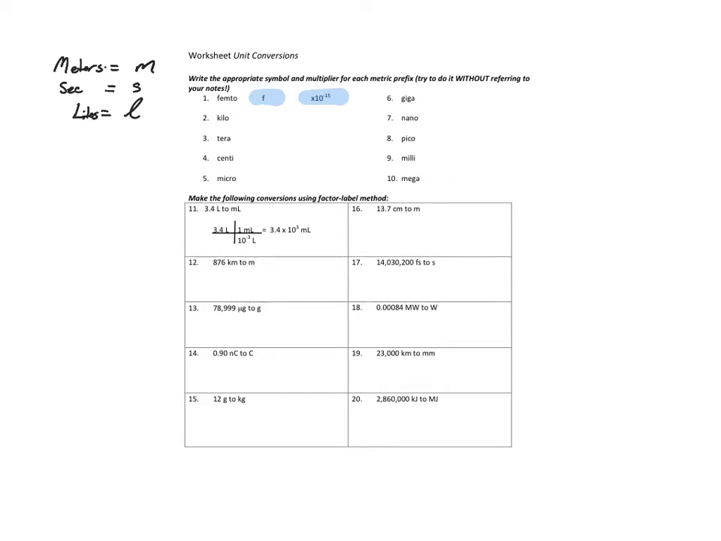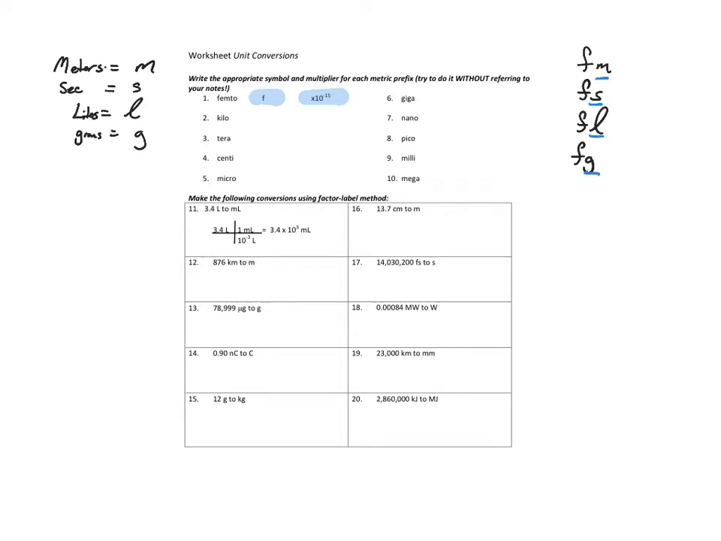Give me another unit. If it's mass, then it's grams, so the symbol is G. So you can have a femtometer, a femtosecond, a femtoliter, a femtogram. What's a femtogram? A femtogram is 1 times 10 to the negative 15 grams. So this is the base unit, and at each of the base units, you can add some prefix.